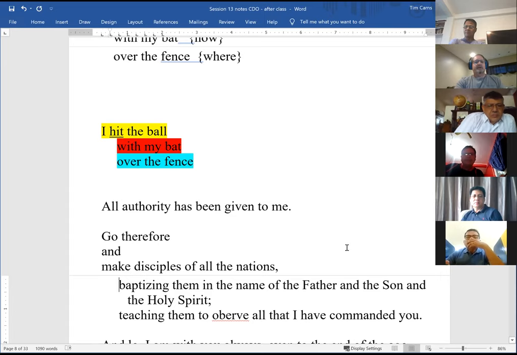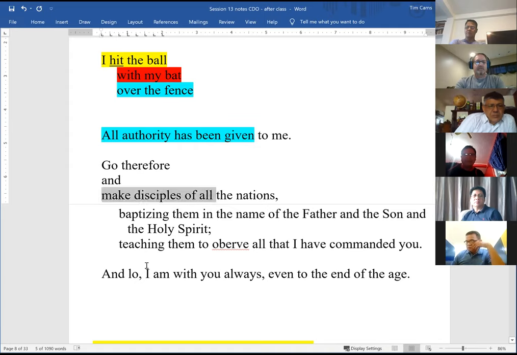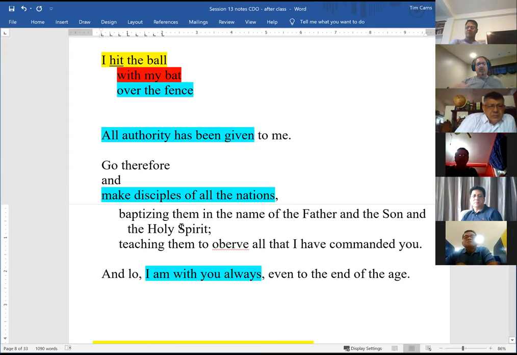So if I'm preaching this passage, I've got three main points: Jesus' authority, Jesus' commission, Jesus' promise. And all I'm doing is identifying the main sentences here. The main sentence is all authority has been given. That's one main sentence. The second main sentence is make disciples of all the nations. And the third is I'm with you always. And all the other statements or phrases are subordinate. They are supporting, but they're not the main.